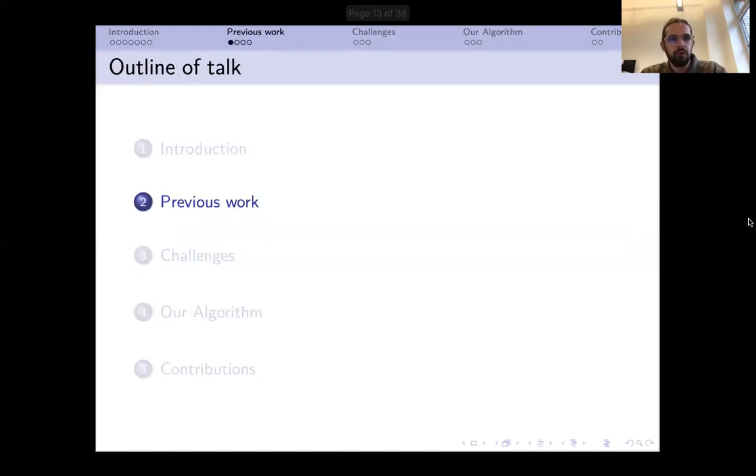Okay, so in the rest of the talk, we're going to first see previous works, and how they fall short of proving this kind of result. What are the challenges that one needs to face and to overcome in order to prove this result? What is the algorithm? And then the other contributions of the paper.